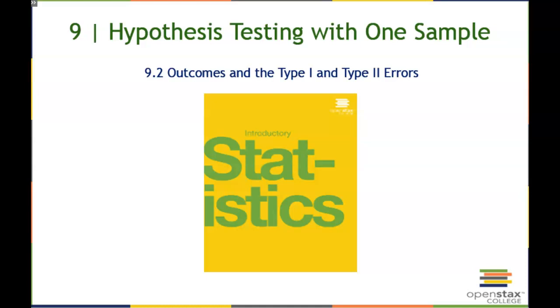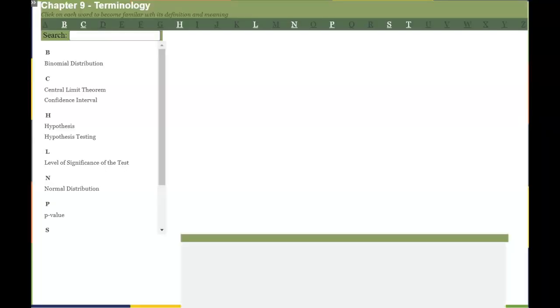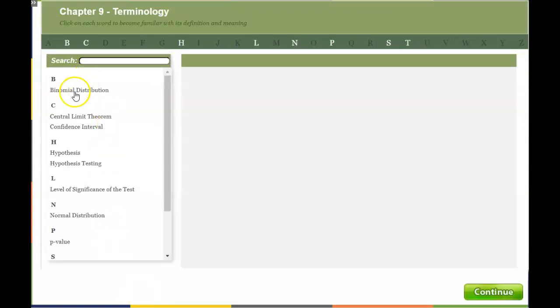Greetings and welcome to Chapter 9, Lesson 9.2, Outcomes and the Type 1 and Type 2 Errors for Hypothesis Testing. Get to know the new terminology for this lesson. Click on each of the words, learn its definition and meaning. When you are ready, click Continue.